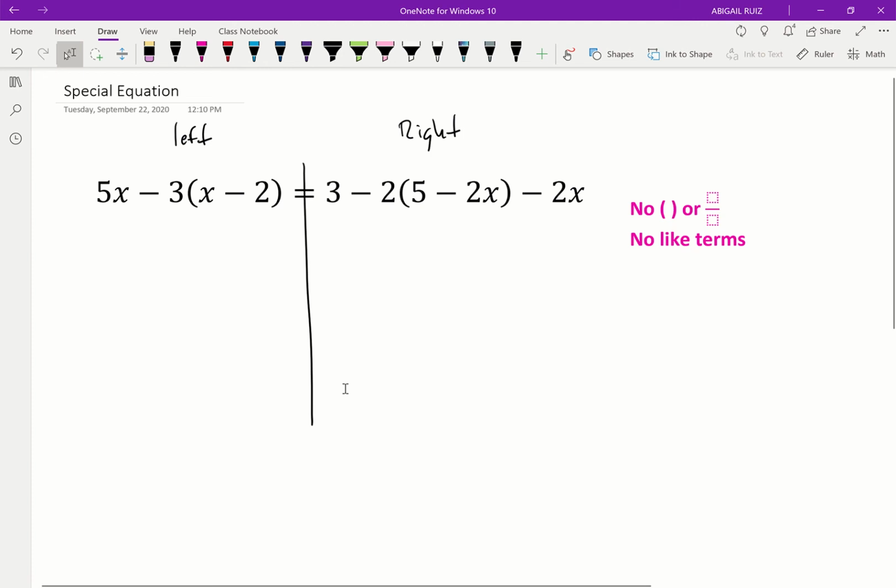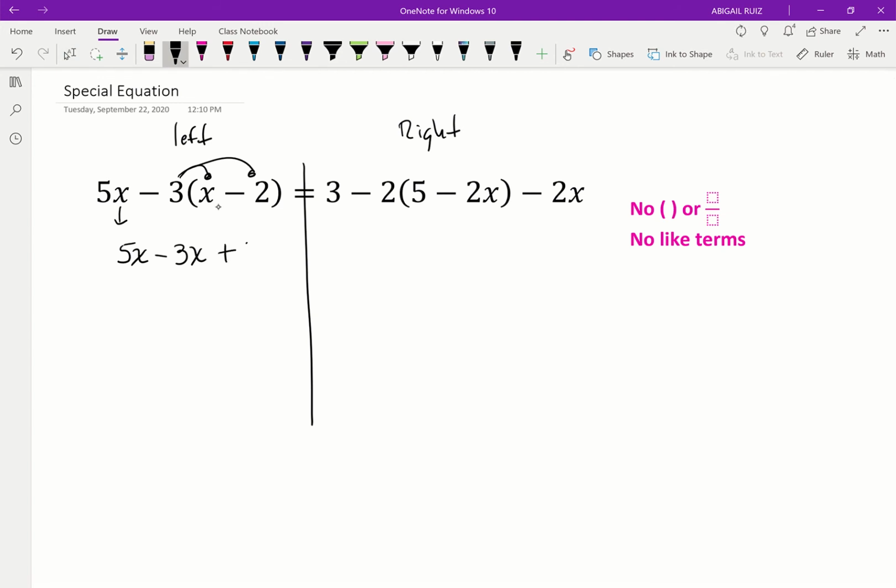And as you can see, you do have parentheses. So all you have to do is multiply -3 times x, and you also have to multiply it times -2. But let's bring this number down. That's 5x. And now you start multiplying. -3 times x, that's -3x. -3 times -2, that's +6.